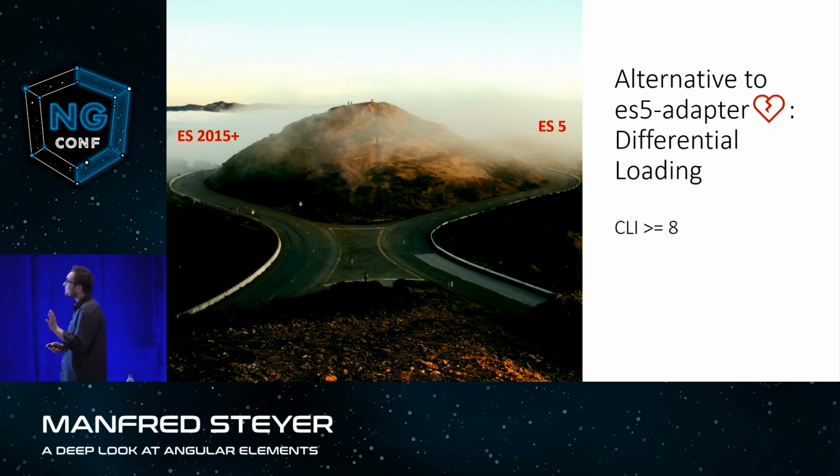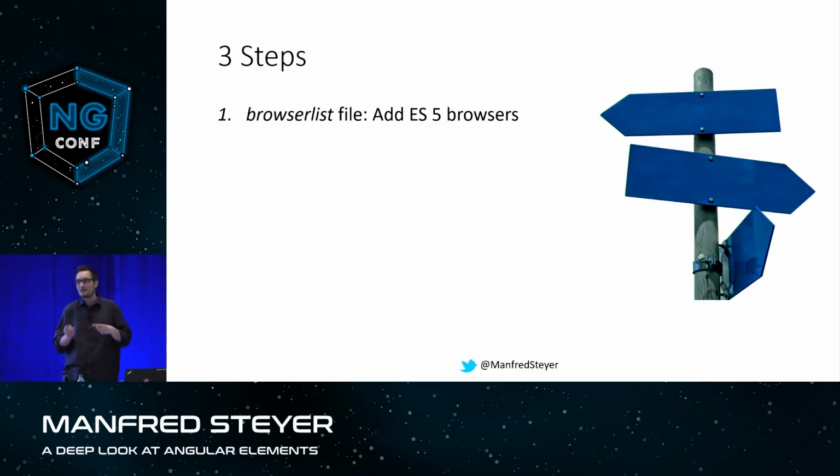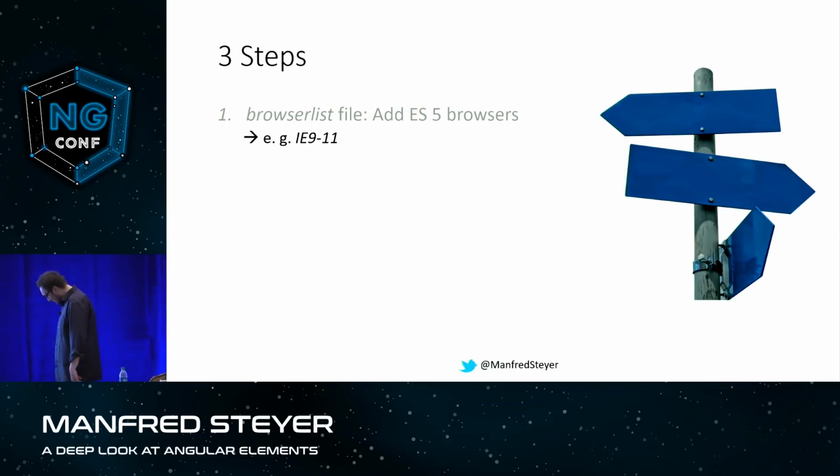And to make use of this, you just need 3 steps. It is really quite easy. Perhaps you have seen this in another session. It's one of the hot new features of the Angular CLI 8. First of all, you need to adjust the browser list file. The browser list file is nowadays part of each and every Angular CLI project. It points to all the browsers you want to support. And there, for instance, you could place the string IE 9 to 11, so the Angular CLI knows you have to support those browsers and that you have to support ES5.